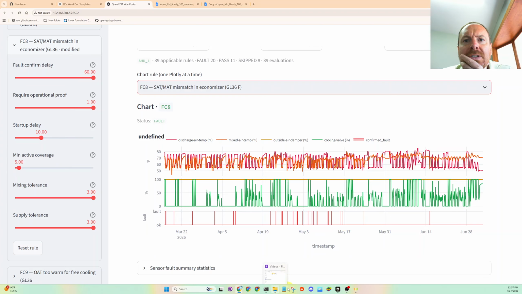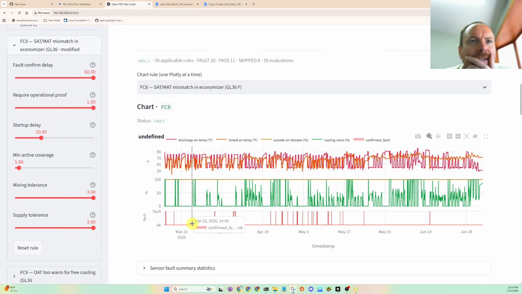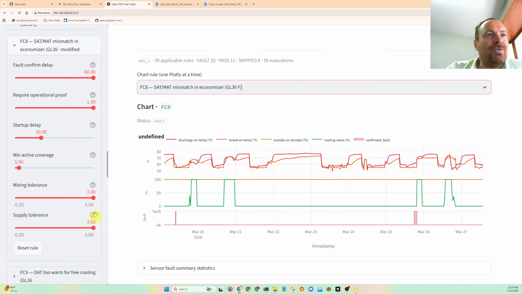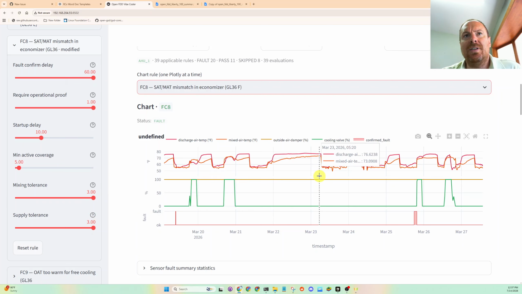Okay, so this was March 23rd. That would have been around here. So I just made that day completely go away. March 23rd, there is not a confirmed fault there anymore because these tolerances have been changed. So that's just an example of how the fault rules can be tuned.